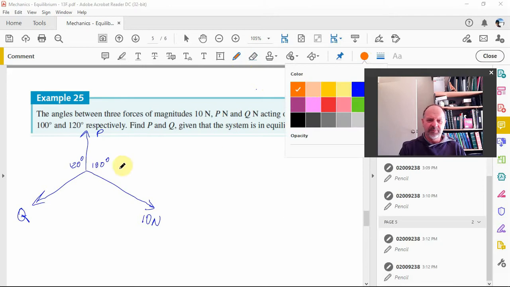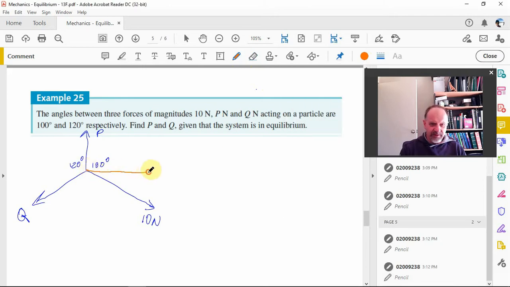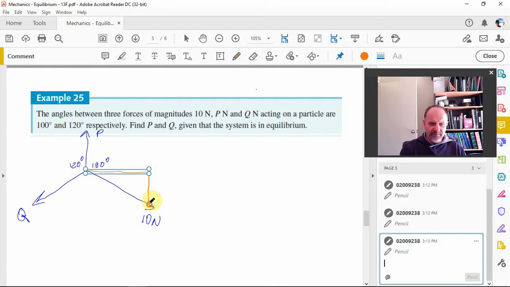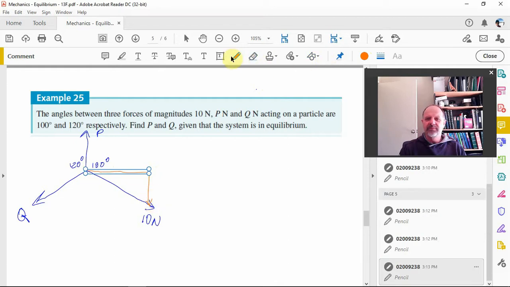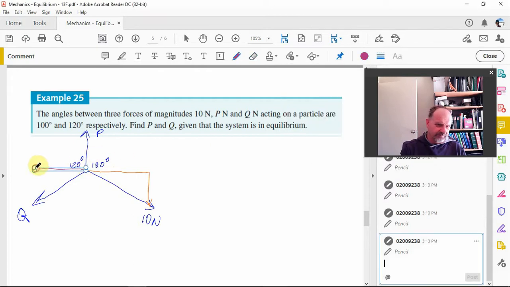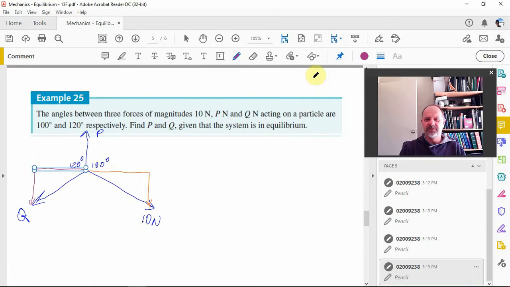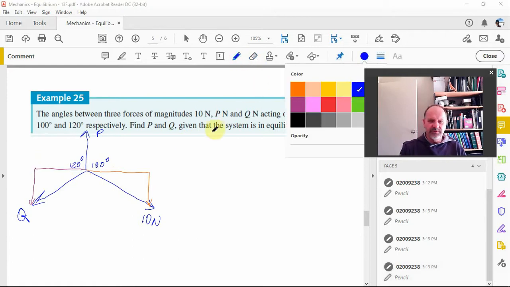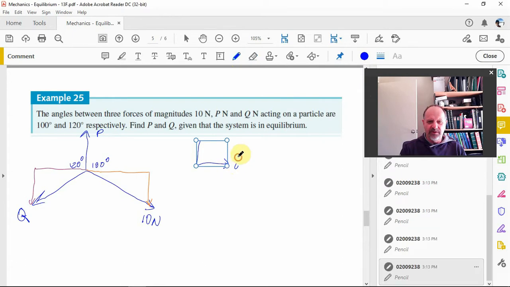If I split up these vectors, it's bad drawing, split up that one, and split up the other one into components like that. Alright, and so then what I can do is look in the I and the J directions, and equilibrium of course means that the resultant force is equal to 0.